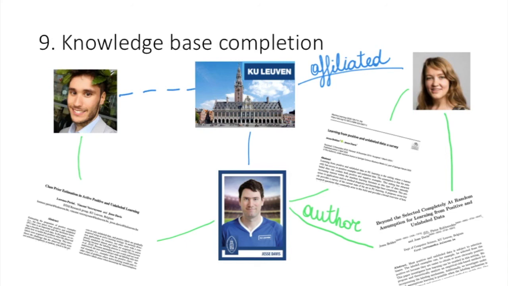Knowledge base completion is a PU problem because all of the relationships that are already in the knowledge base are true, are positive examples, and all the relationships that are considered to be added to the knowledge base are unlabeled because we don't know yet if they belong there or not.